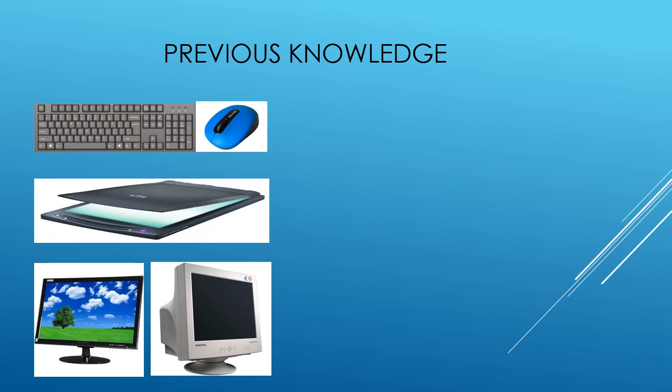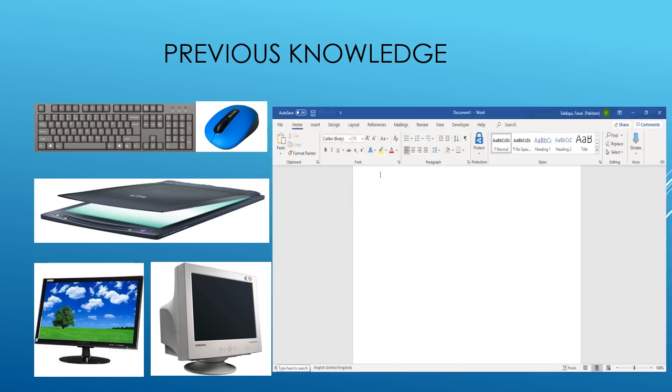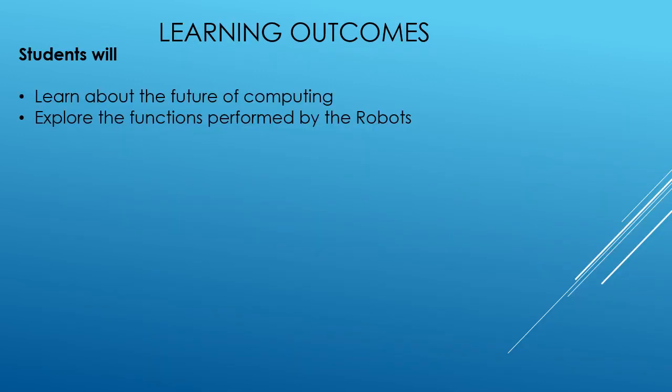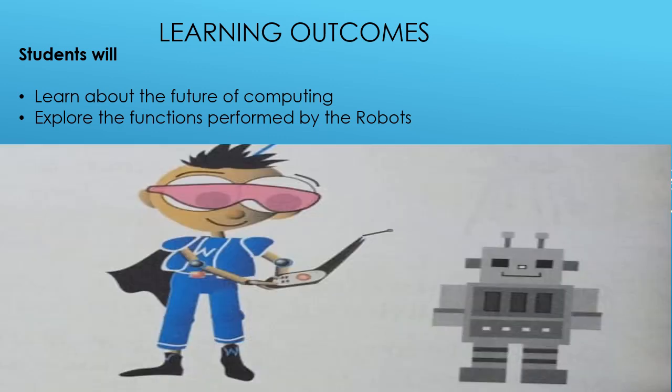In the second chapter, we have studied about Microsoft Word. We have studied about creating a document in Microsoft Word, how to save the document, and how to edit the document in Microsoft Word. Dear students, now during our third term, we will learn some more advanced topics about future of computing. We will explore the functions performed by robots in this term.